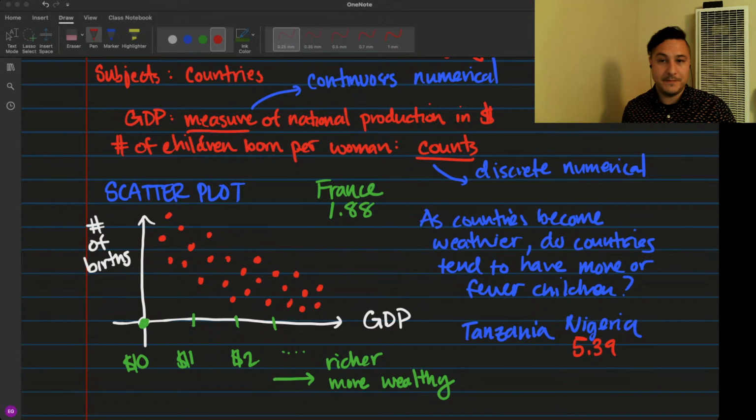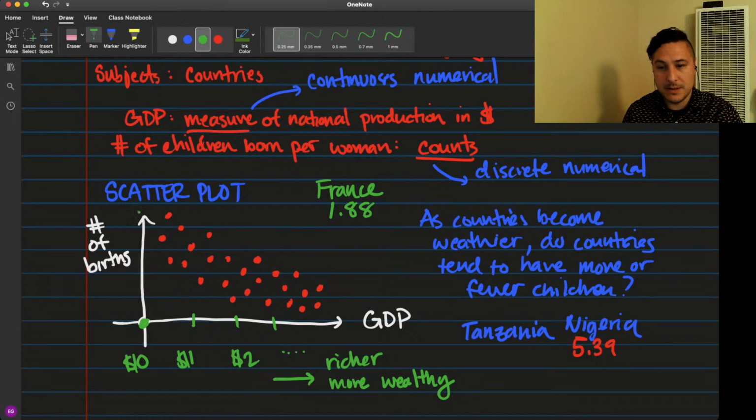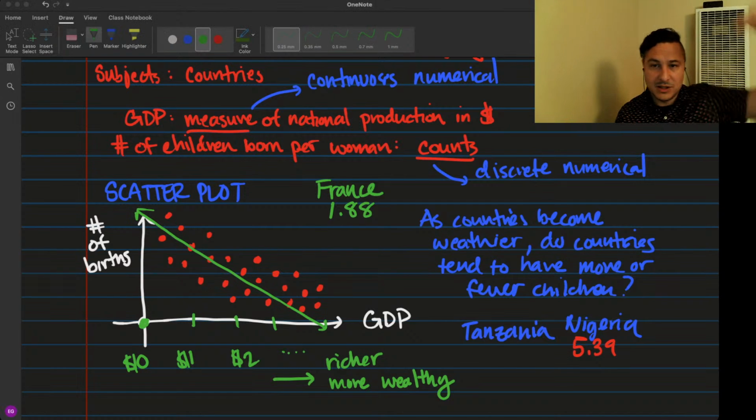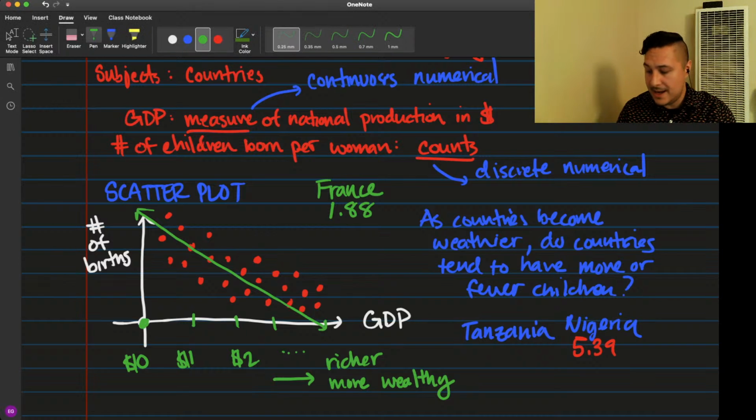Okay, so I want to talk about how you would describe this relationship. So do you see how as the country's getting wealthier, the number of babies born per woman is going down? So you could draw a little line that goes through them, like this. Do you see how they seem to be following the line? Right, they're sloping downwards with the line. Do you remember learning about slope in algebra class? Slopes can be positive or negative depending on whether the line goes up or whether the line goes down. Okay, so if the dots seem to follow a downward trend like that, we would say that there is a negative association between the variables.